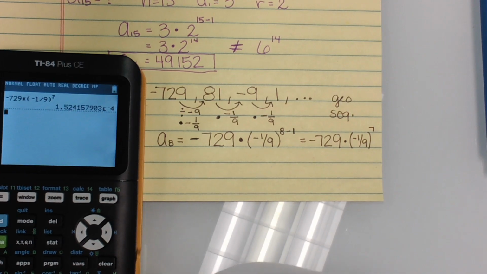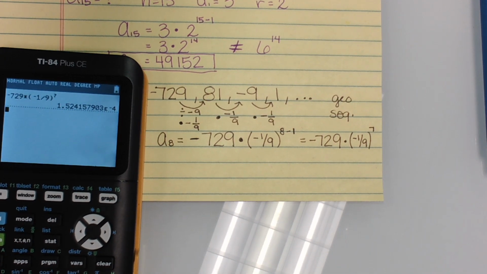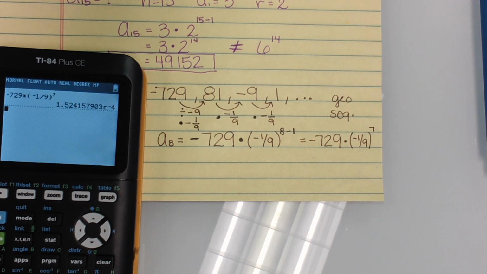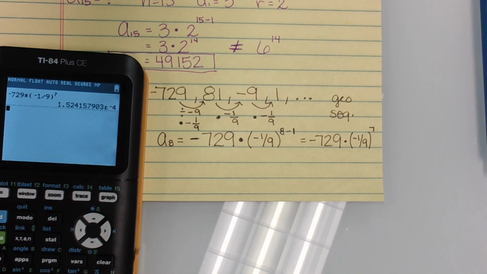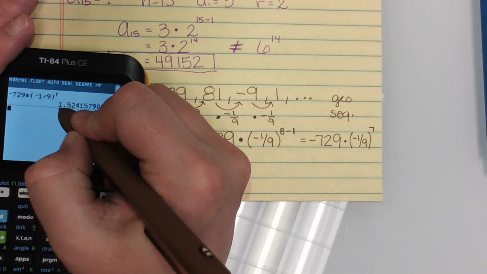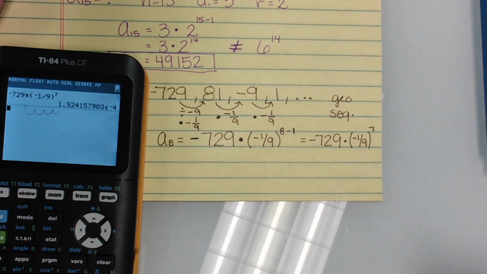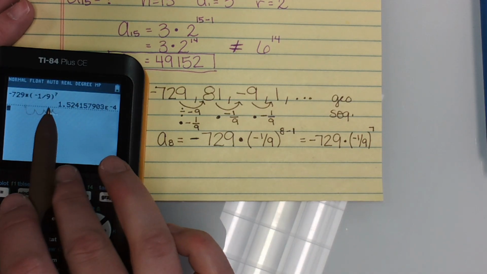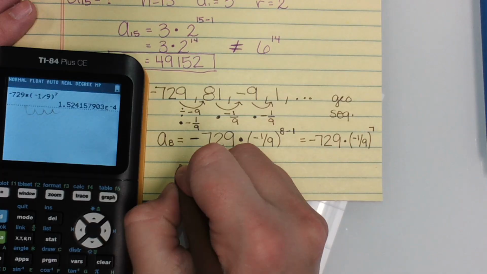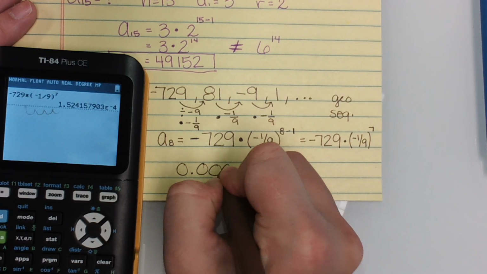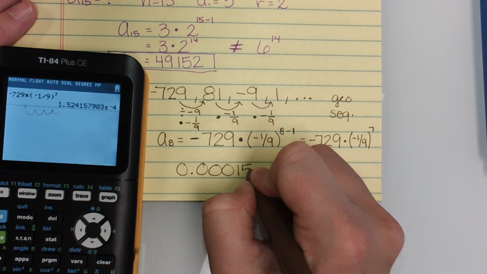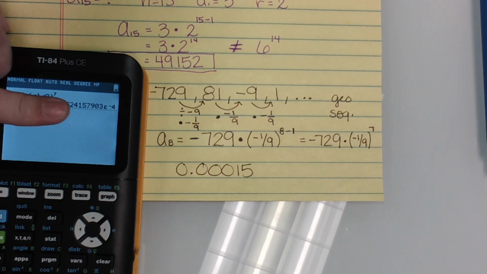How many times am I moving the decimal place? 4. In the direction that makes it bigger or smaller? Smaller because it's negative. 1, 2, 3, 4. Decimal would go right there. What goes in the open spots? 0. So 0.00015. That's enough. It's a tiny number.